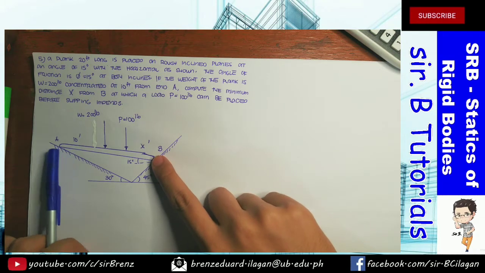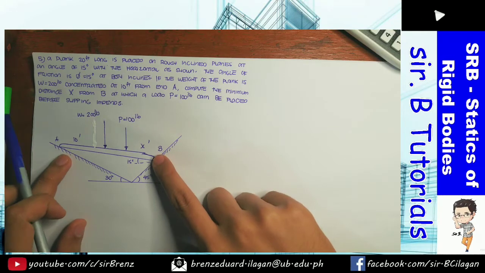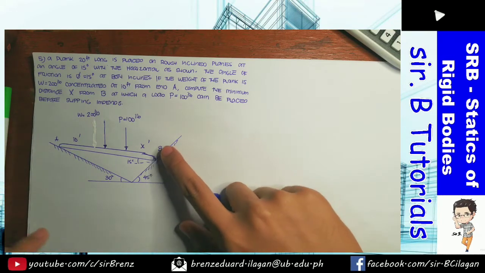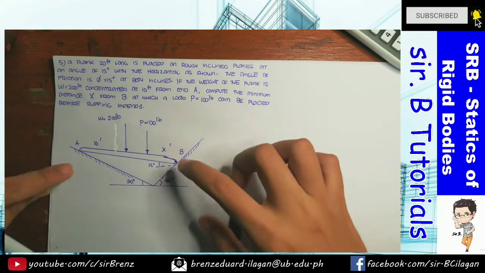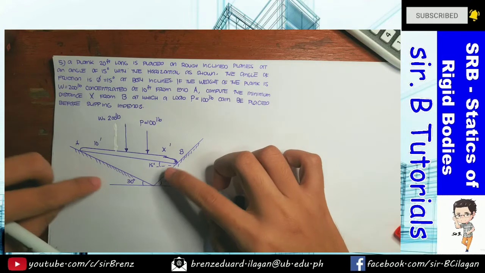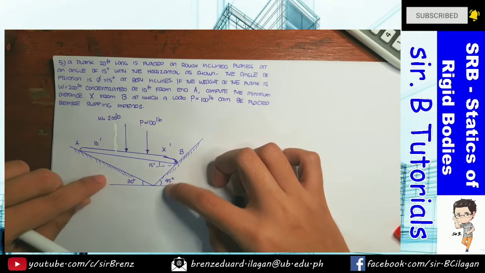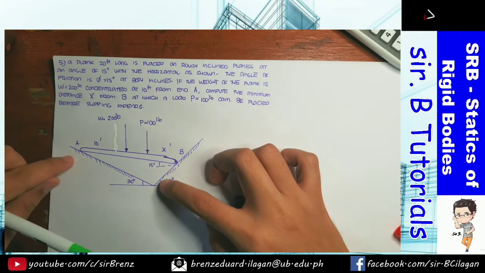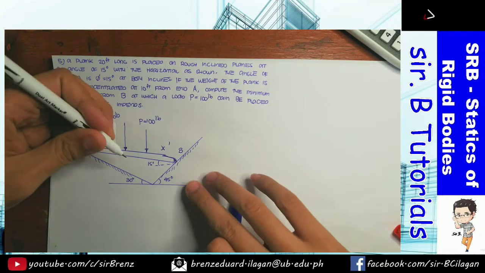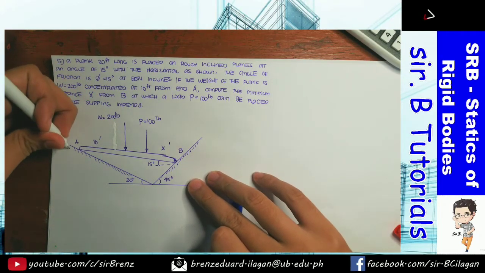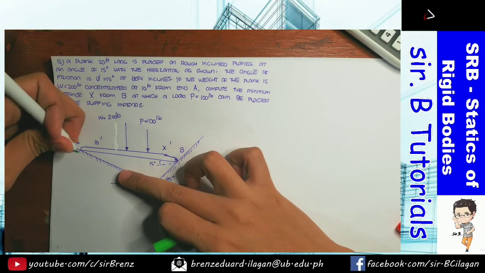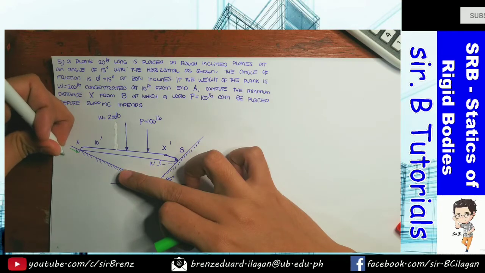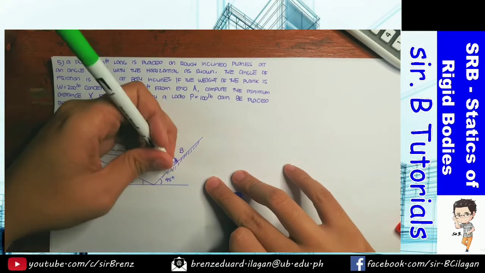So, base dito sa pagkakalagay ng iyong plank, we can conclude na yung iyong plank will move papunta sa kaliwa. Tama? So, to prevent that from moving, ang iyong frictional force o the frictional resistance, kung papunta siya dito, so dapat papunta sa kanan yung iyong frictional force. Okay.